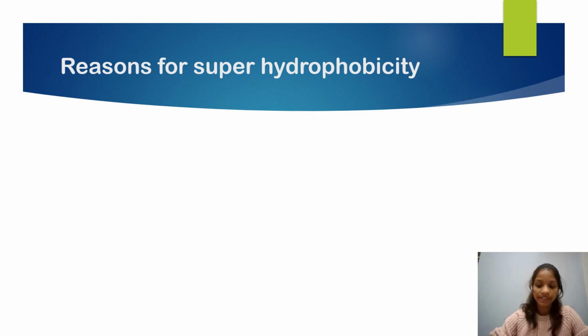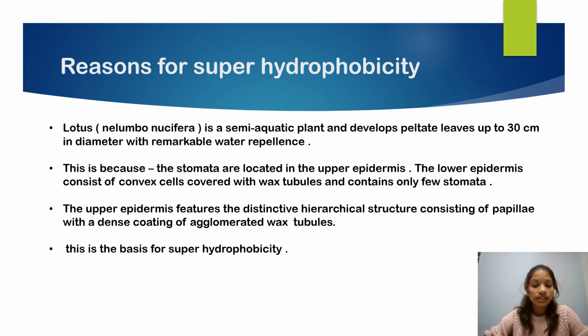Now let us discuss what the reasons for superhydrophobicity are. Before I explain this, let me say what hydrophobicity is. Hydrophobicity means any surface which does not attract water. Okay. Now lotus, the scientific name of which is Nelumbo nucifera, is a semi-aquatic plant and develops peltate leaves up to 30 centimeters in diameter with remarkable water repellence. As we all know, the lotus leaf has water repellence.